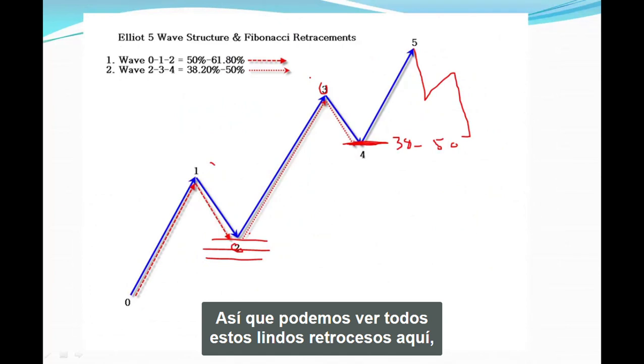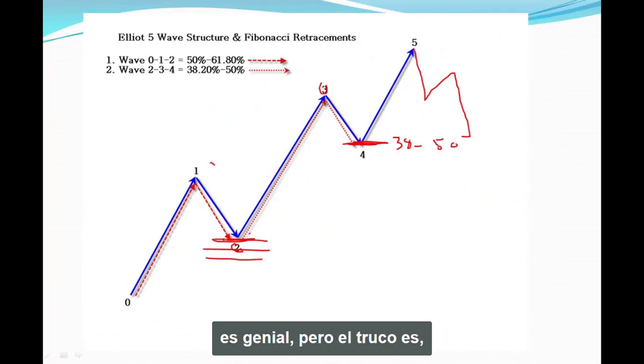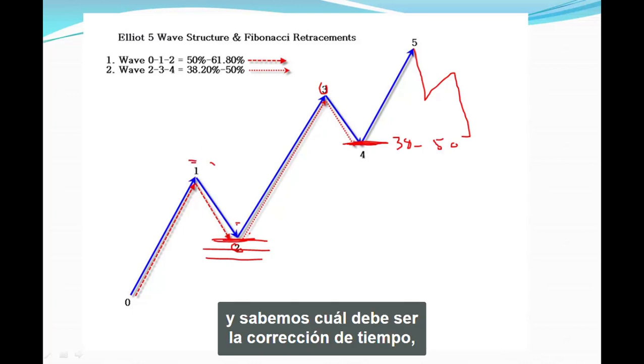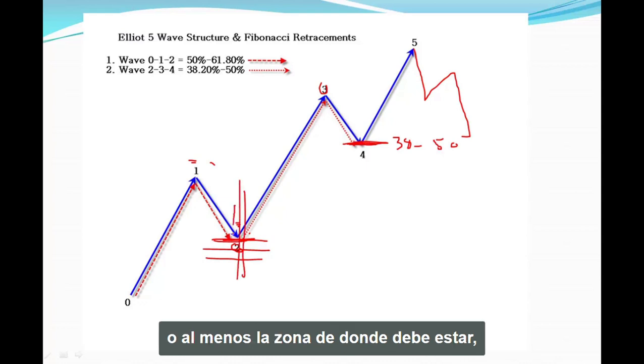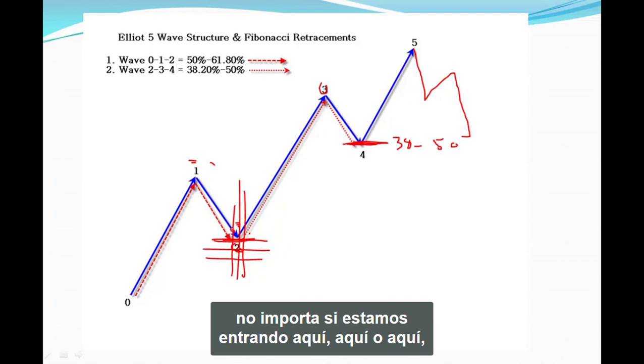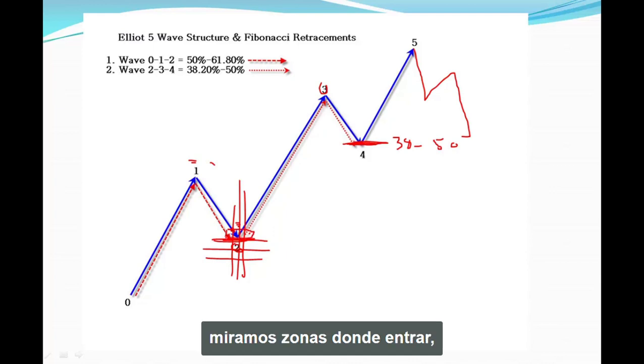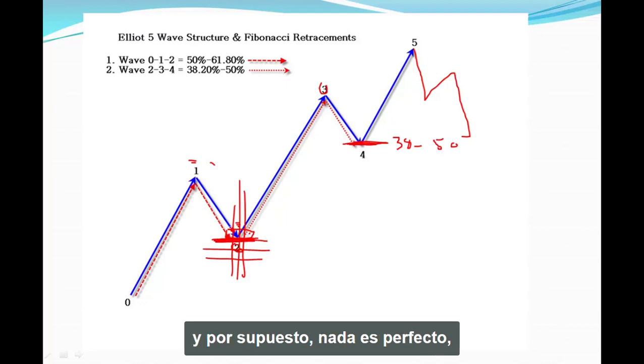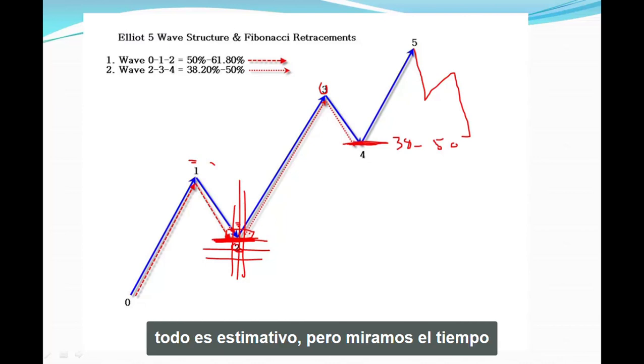Okay, so we could look at all the pretty retracements here. That's great. But the trick is when the market came up to a certain point and we know what the correction of time should be, or at least the zone of where it should be. It doesn't matter if we're entering here, here, or here. We look at zones where to enter and support of where the market should stop going down. And of course, nothing is perfect. Everything's an estimate. But we look at time and price and where to enter into a trade.